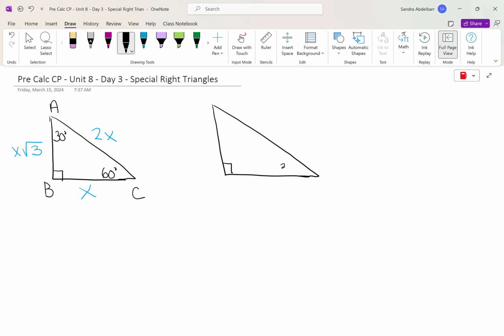So let's say the 30 was down here and the 60 was up here. Let's call this triangle QRS. This time, across from the 30 is QR, so that's the X. Across from the 60 is RS, so that is your X root 3. And the hypotenuse is always the side across from the 90-degree angle, which will be 2x. So you don't always say the bottom of the triangle will always be x. That's not true. You have to look for the angles and decide which side is across from it. So this was our 30, 60, 90.